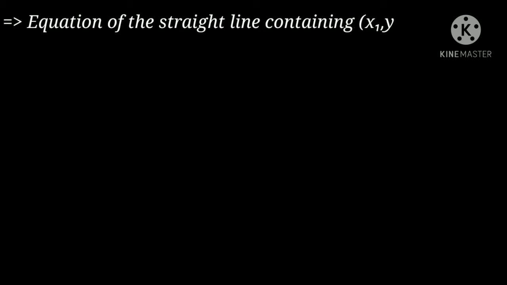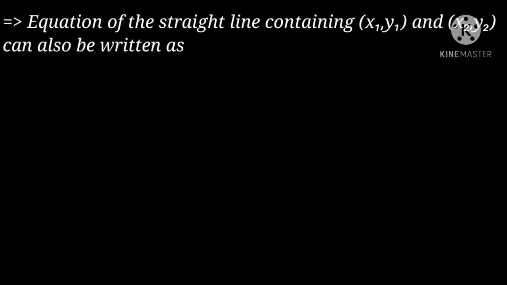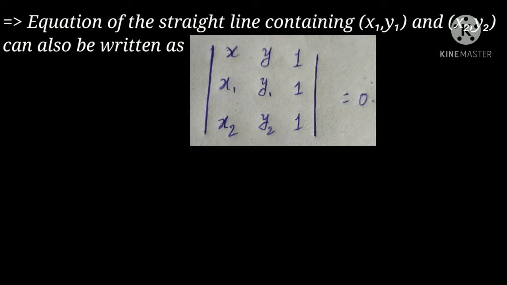Third, the equation of the straight line containing (x1, y1) and (x2, y2) can also be written as the determinant with rows x, y, 1; x1, y1, 1; x2, y2, 1 equal to 0.